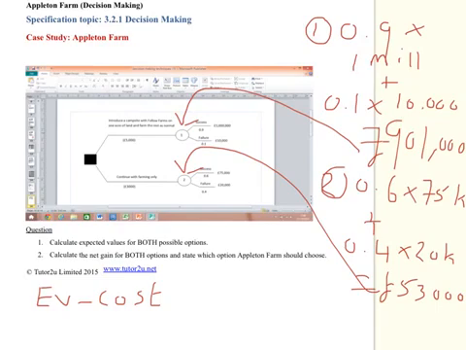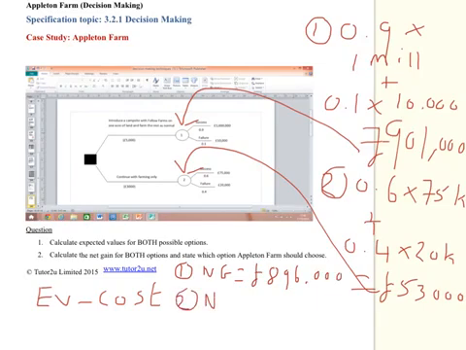So the first one is simply 901,000, which is the EV, minus the 5,000, which gives us a net gain of 896,000. So we'll just record that. So number one, net gain is 896,000.